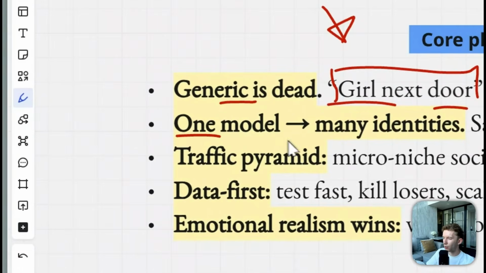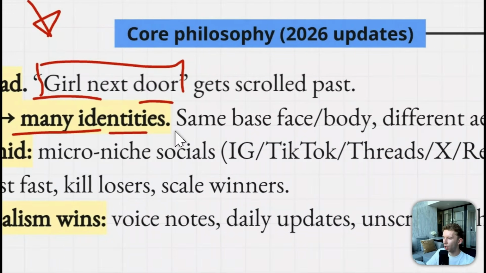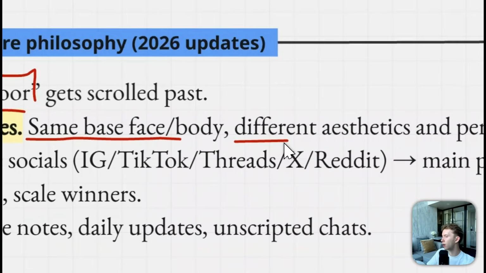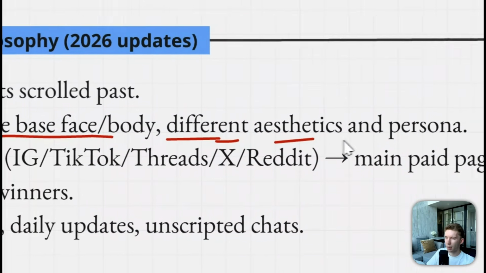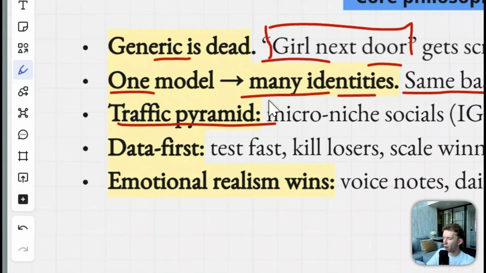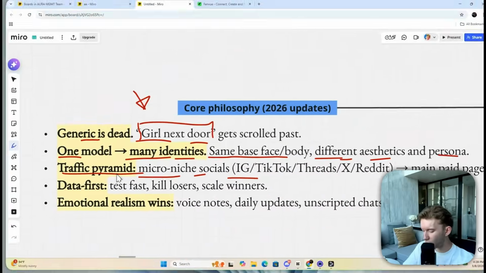So again, one model equals you can turn them into many identities. I break this down in my funnels. You can have a normal base face, her normal basic face, but then you can change her niche. You can turn her into a goth girl, all these other different niches, her makeup, her aesthetics, and her persona, and run multiple traffic funnels, a little pyramid of traffic, micro niche, and spacing out your niches, multiple different niches.